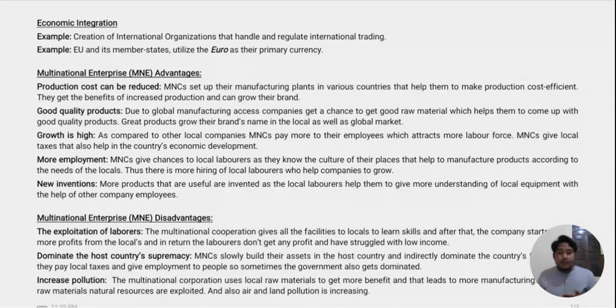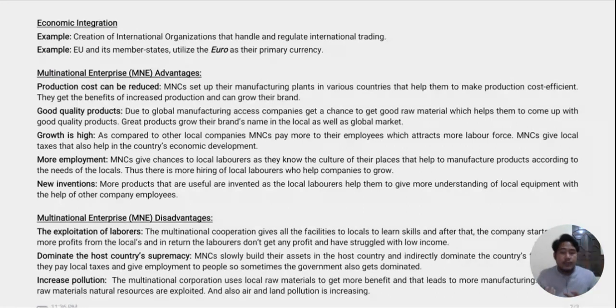Okay? Fourth one is that MNCs provide more employment. Now, they give chances to local laborers as they know the culture of the places that help to manufacture their products according to the needs of the locals. See, now, because of that, they can actually hire more local laborers, which help the companies grow, and in turn it helps the local community grow as well.